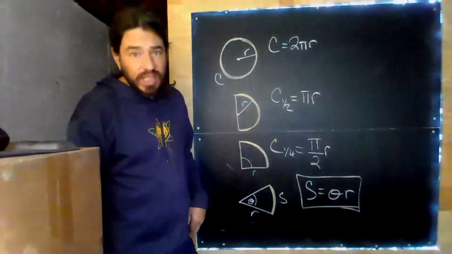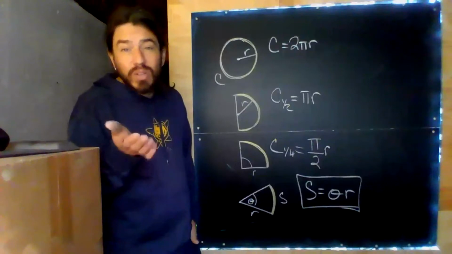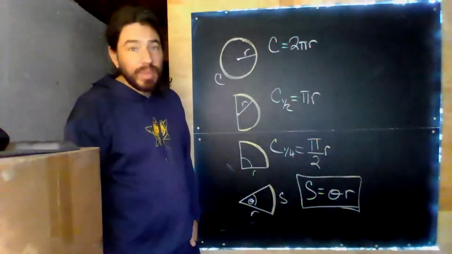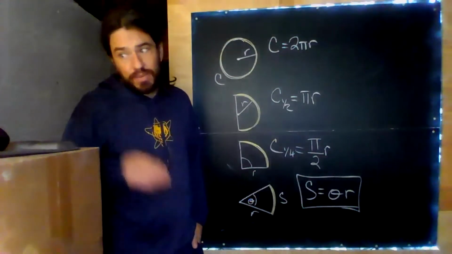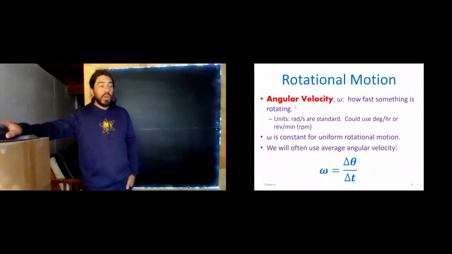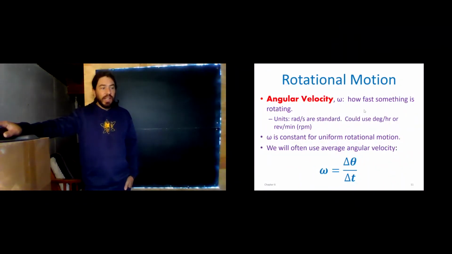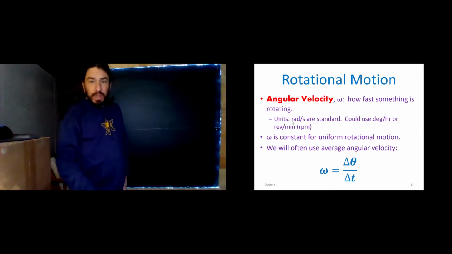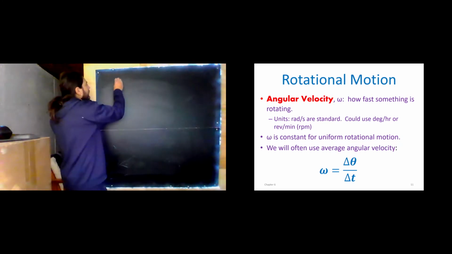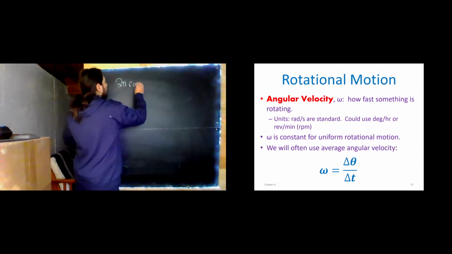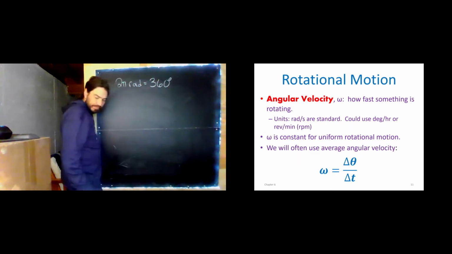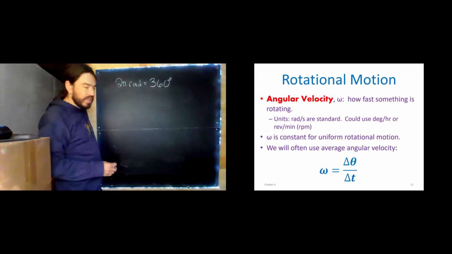It's a very convenient relationship, and that's why we use radians. They seem like a strange unit the first time you come across them, but there really is a good reason for them. Again, angular velocity says how fast something's rotating, and our standard units are radians per second. Be a little bit careful and remember that 2 pi radians equals 360 degrees. Radians are a little bit goofy too.